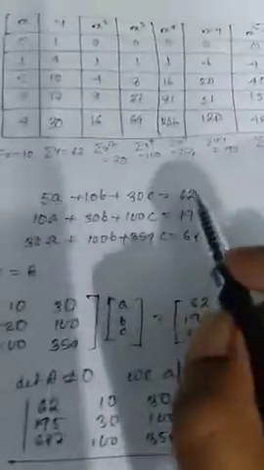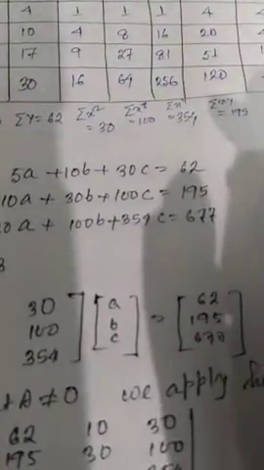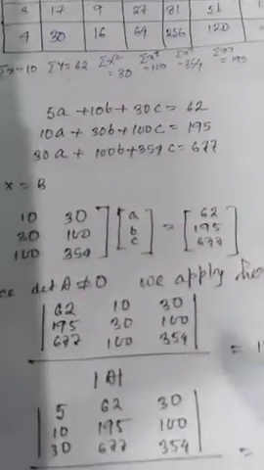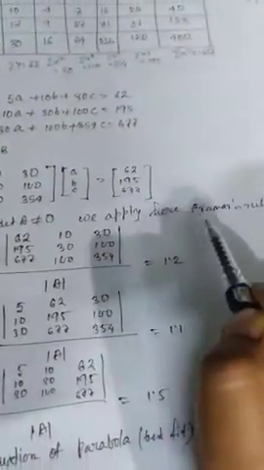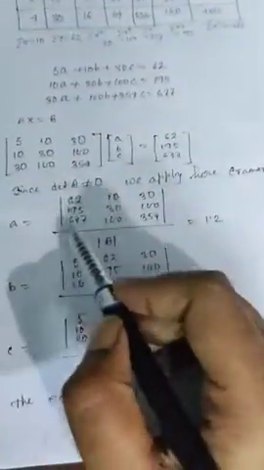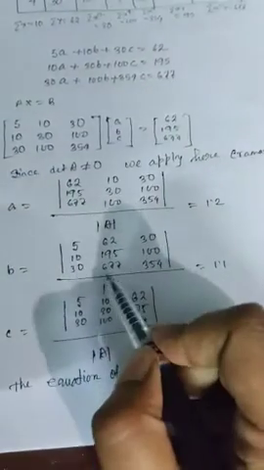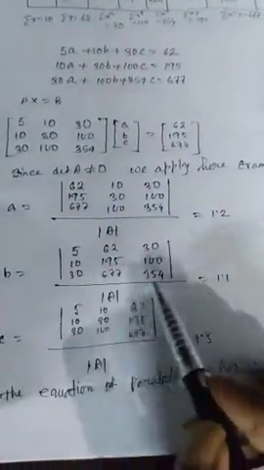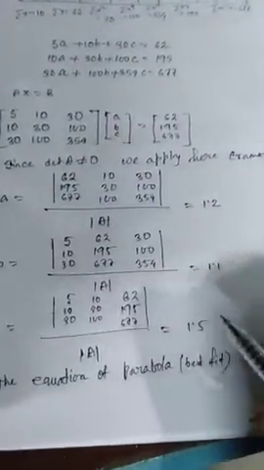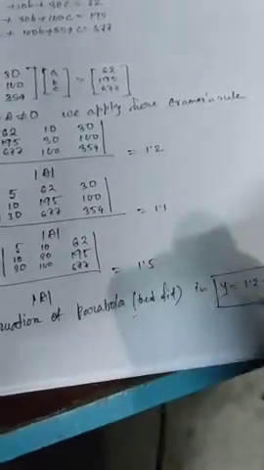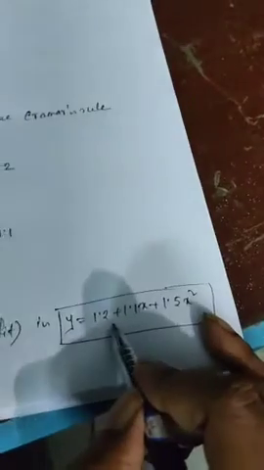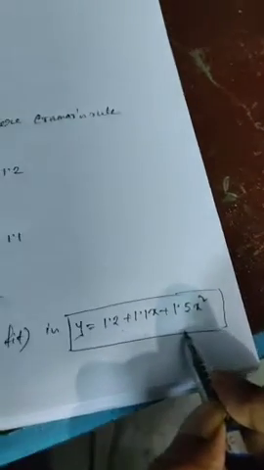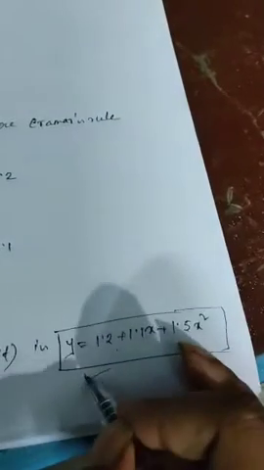You can solve these three simultaneous equations by eliminating the terms a, b and c, or you can use Cramer's rule. If we apply Cramer's rule, we get the value of a as 1.2, b is equal to 1.1 and c is equal to 1.5. So now we can say that the equation of the best fit parabola is y equals 1.2 plus 1.1x plus 1.5x square. This is the required equation for the parabola as a best fit curve for the given set of values.